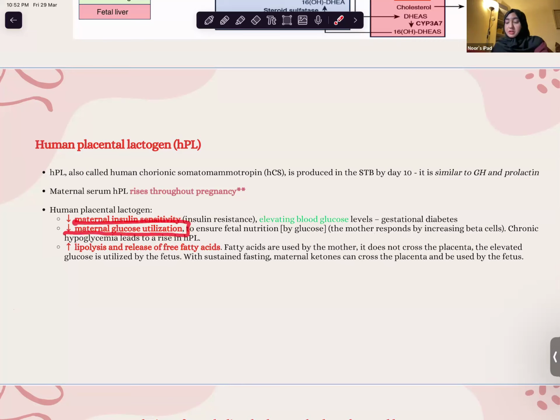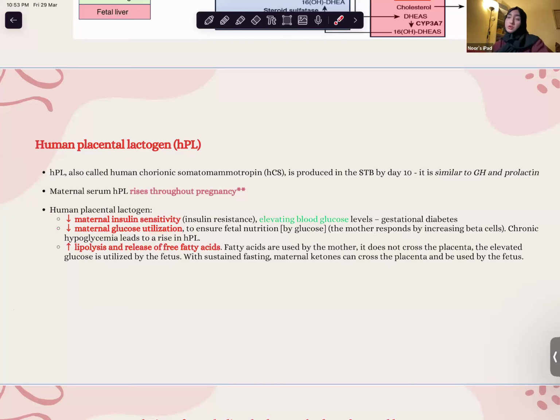It decreases maternal glucose utilization. Why? So that the glucose that's not being acted upon by the insulin can be used for the baby. Now, these two points are in favor of the baby. First, insulin insensitivity elevates the blood glucose, and the mother's glucose utilization decreases, and that glucose would now go to the baby. So these two points are in favor of the baby's development.